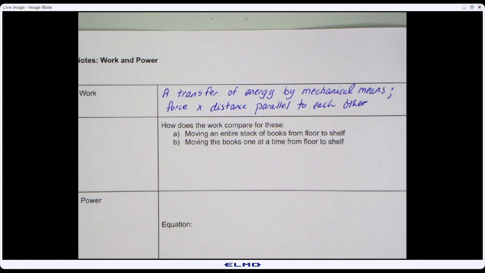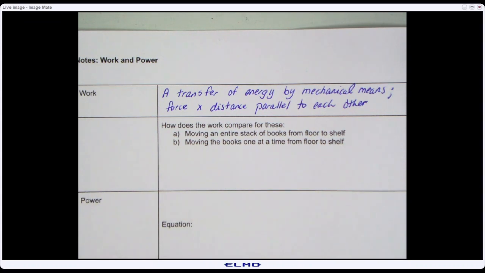All right, the question is, how does the work compare for these? So yes, you have to write this down. How does the work compare for these? Moving an entire stack of books from floor to shelf. Let's say I have a stack of 10 books. If I move the entire stack all together from the floor to a shelf, or, still talking about the same 10 books, if I move the books one at a time from floor to shelf, how do you think the work is going to compare? I'm going to give you a minute to copy this down, and then we'll talk about it.